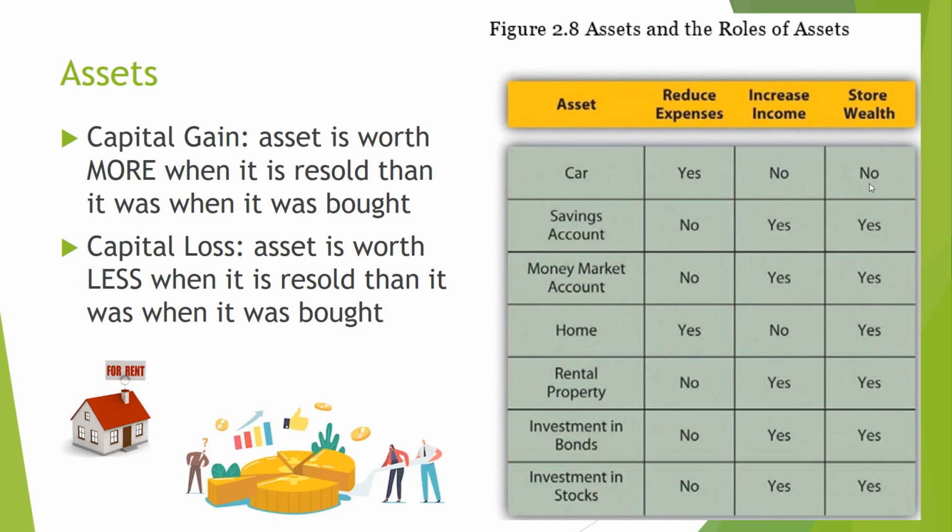And then some assets not only store wealth, but also create income. So if we look at this column here, we can see that savings accounts, rental properties, and investments in bonds and stock can increase our income. So for instance, if you purchase a home and rent it out, you're earning rental income. And in terms of investing in stocks, you could be earning a dividend. And in a savings account, you're earning interest.